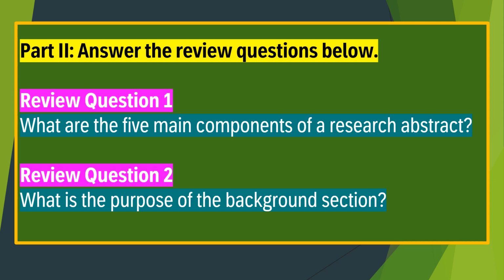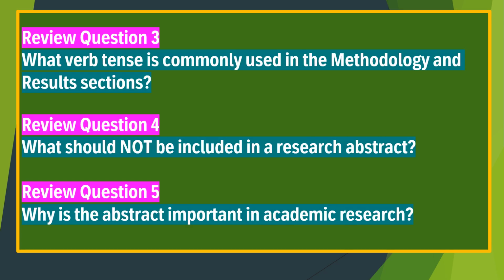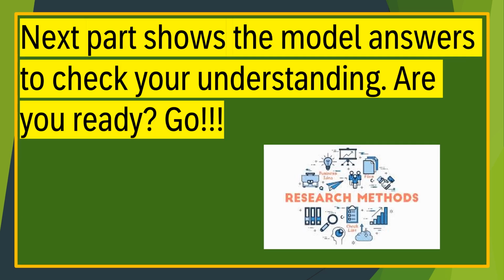Review question 1. What are the 5 main components of a research abstract? Review question 2. What is the purpose of the background section? Review question 3. What verb tense is commonly used in the methodology and results sections? Review question 4. What should not be included in a research abstract? Review question 5. Why is the abstract important in academic research? Next part shows the model answers. To check your understanding. Are you ready?